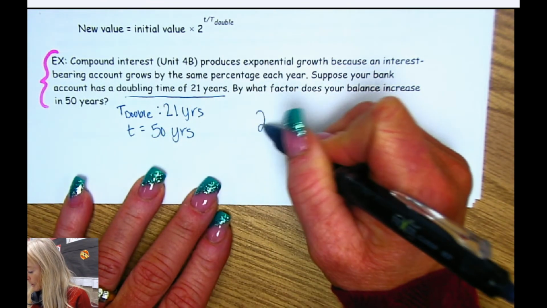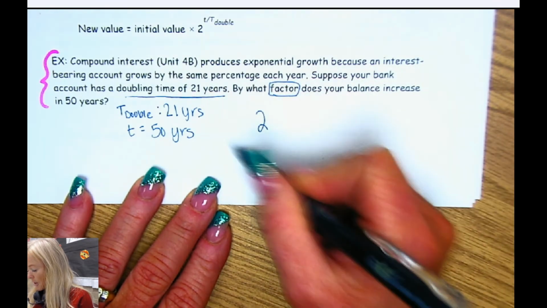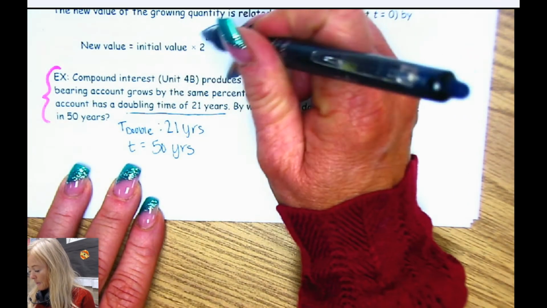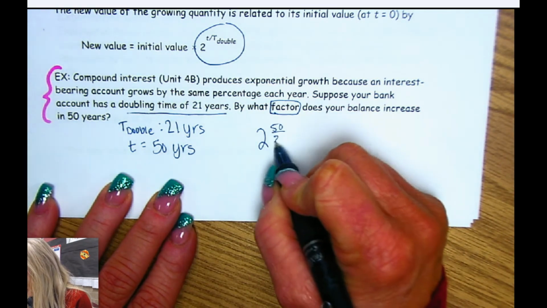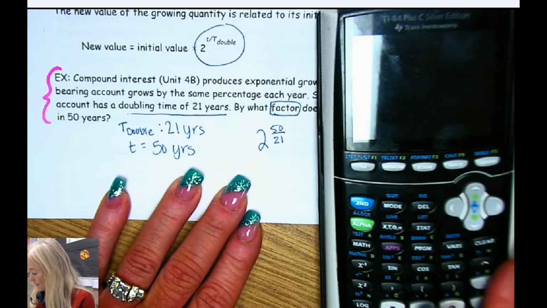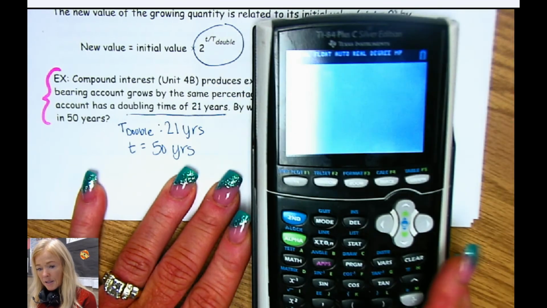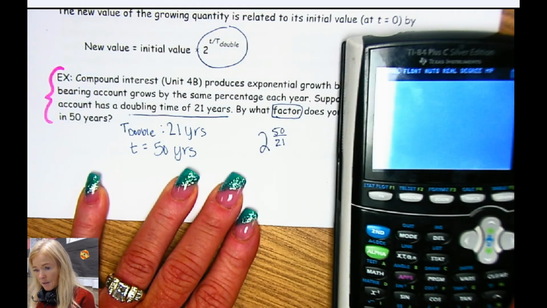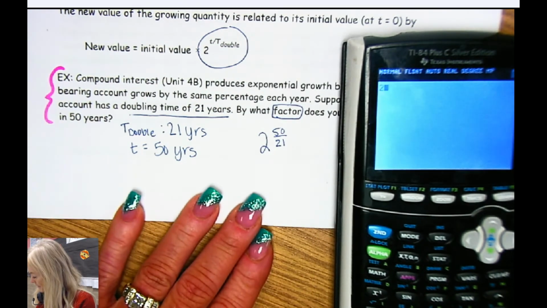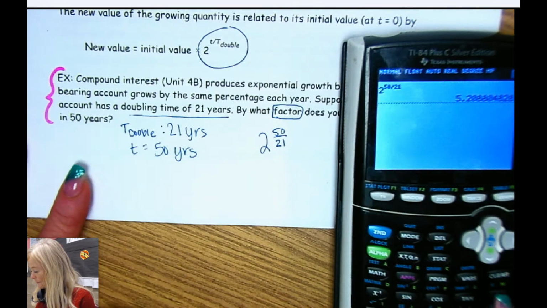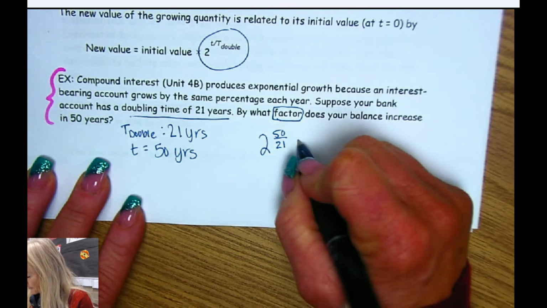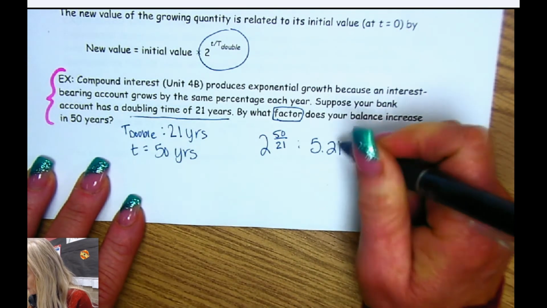All right, so by what factor means you're just going to take part of our equation, this part right here, 2 to the time divided by the doubling time. And we're going to do that in our calculator. Let's see if it's showing today. It is. How sweet. 2 to the 50 divided by 21. Make sure that's in the exponent position. 5.21. So that's our multiplier.